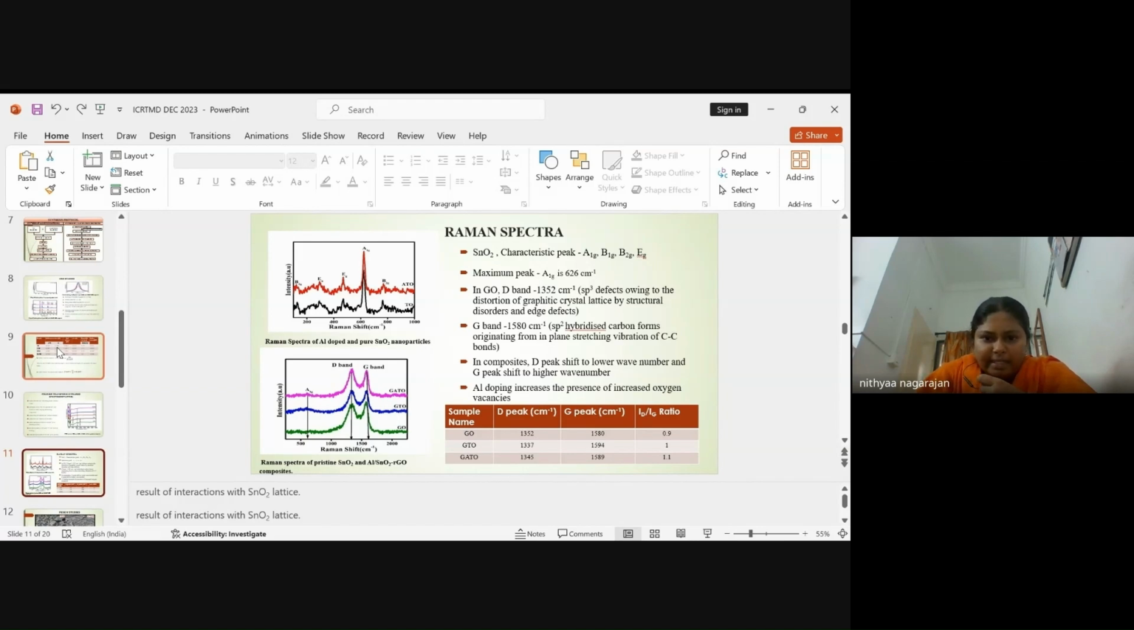and 1,580 centimeters inverse. There was a shift of the D peak to lower wave number in the composites, and the G peak shifted to higher wave number, and the defect intensity ratio was high for the graphene composites of aluminum doped tin oxide.